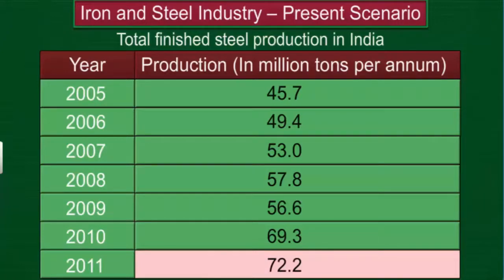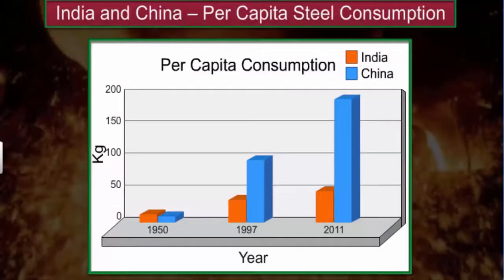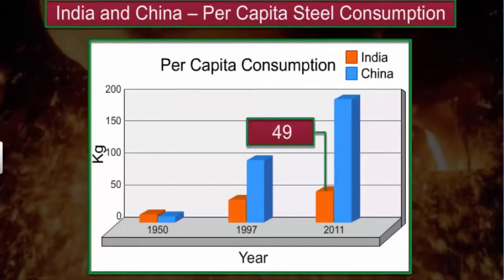However, the per capita consumption of steel in India is only 49 kilograms as compared to China, where it is over 182 kilograms. The reason for this could be that India took noticeable steps towards industrialization after a long period of stagnation.